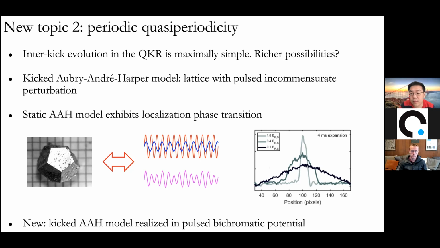The new thing that we've been trying recently is to realize the Aubrey-Andre-Harper model, the kicked Aubrey-Andre-Harper model, using a pulsed bichromatic potential, which is really a dynamical context in which to study the physics of localization that's studied statically in the data shown here.